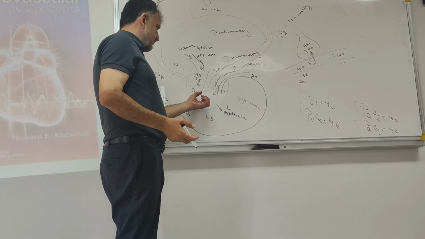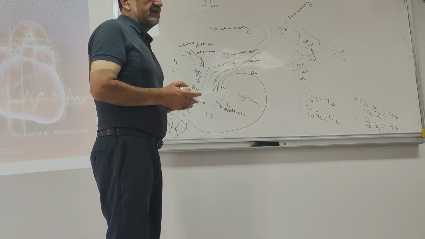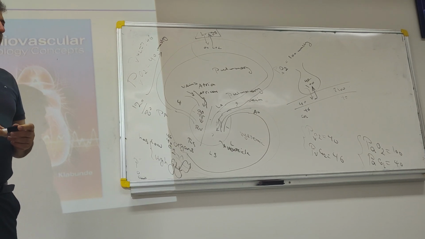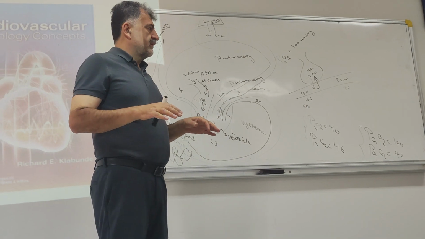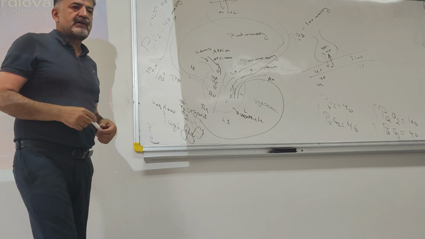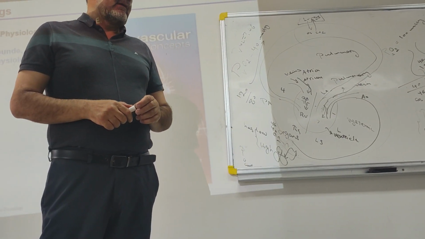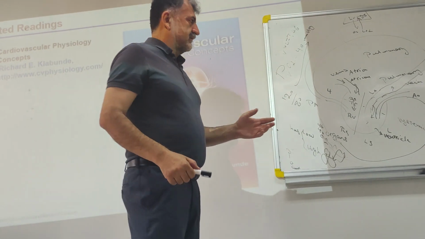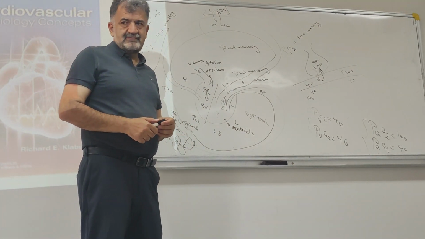With the contraction of the left ventricle, this blood goes first to the main artery of the body, the aorta. And then from the aorta, it becomes branches. Each branch goes to one organ, for example. One branch goes and nourishes the heart itself.